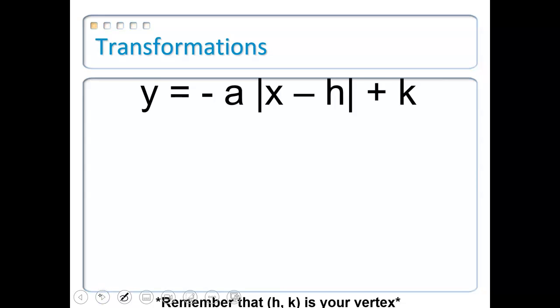So we have y equals negative a absolute value of x minus h plus k. Everything is a part of the parent function except for the negative. The negative is a reflection. So if you have a negative in front of your absolute value function, then the graph will be a reflection across the x-axis. So that is the first type of transformation. We saw that yesterday.